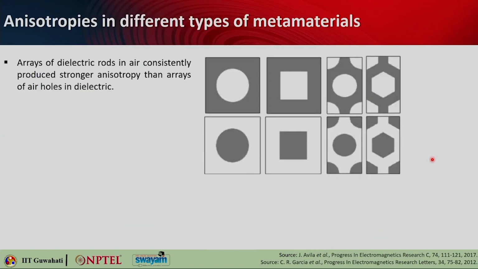Now, if you carry this forward, for the positive anisotropy material, there are different structures that you can think of.